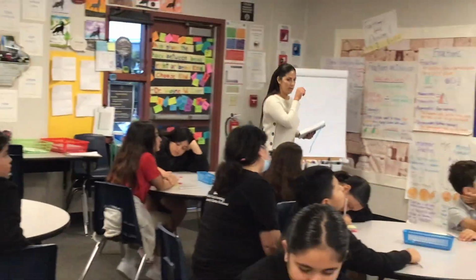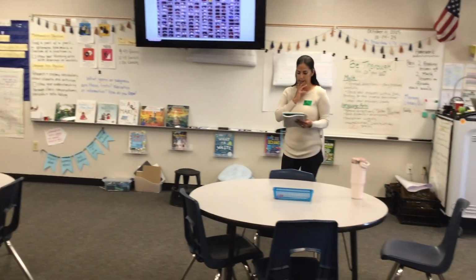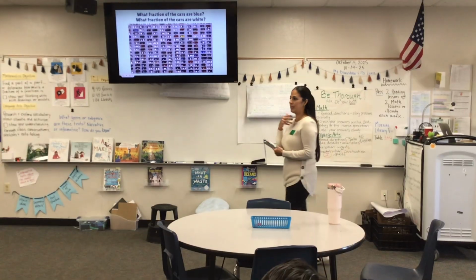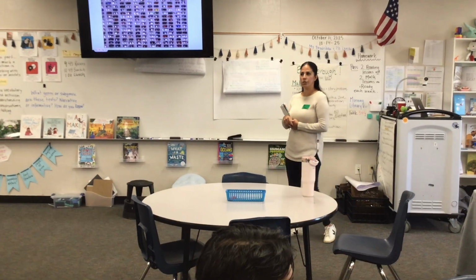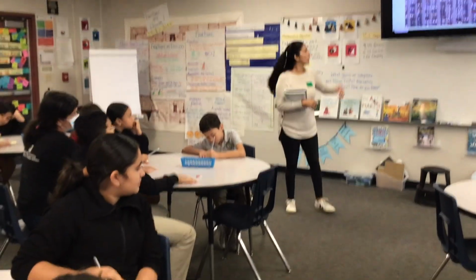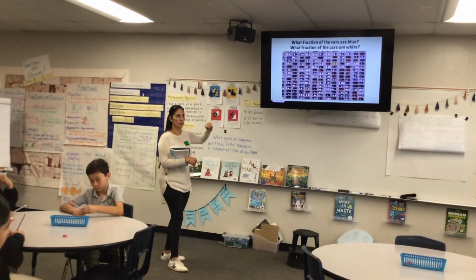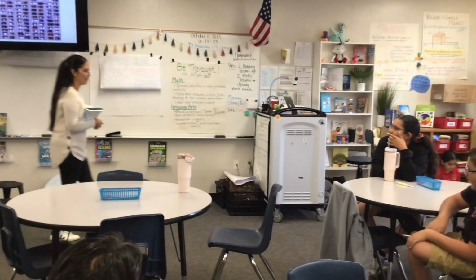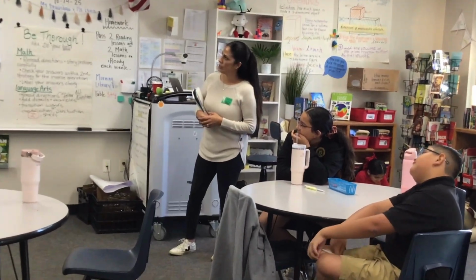Okay, can anybody share what you guys shared at your tables? What fractions of the cars are blue? And what fractions of the cars are white? Remember, it's an estimation. Anybody would like to share? Can we look at maybe rows by rows? But 1/4 of the cars are white.